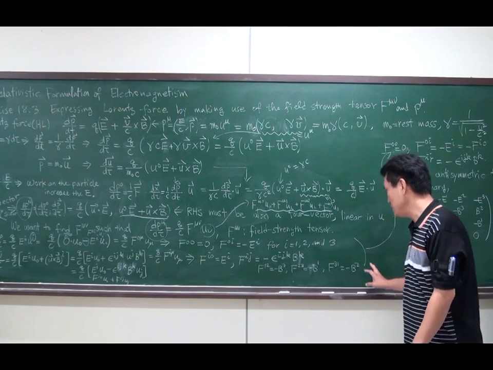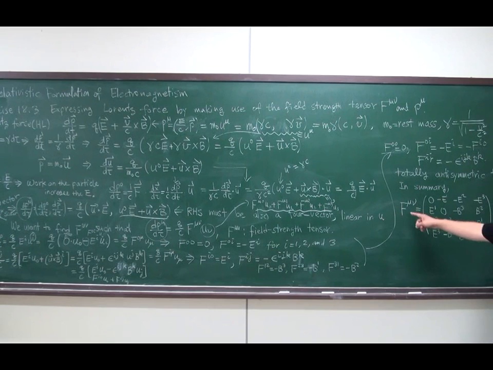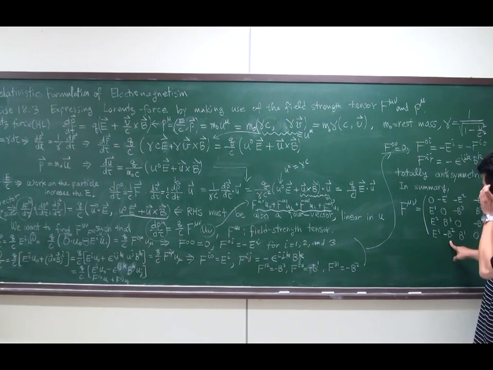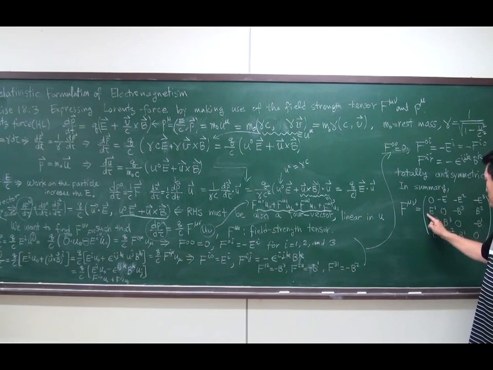In summary, in matrix form, the first row has the diagonal component vanishing, then minus electric field 1, 2, 3. F12 is minus B3, F23 is minus B1, and F31 is minus B2. Then making use of the antisymmetry, this is copied here with the negative sign disappearing, and minus B3 is copied here with the minus sign becoming plus. So B2 here, minus B2 here, minus B1 here, B1 here.